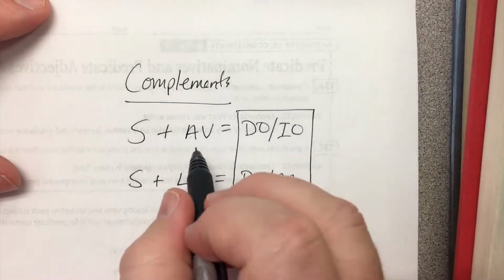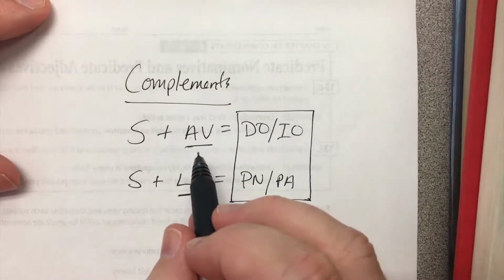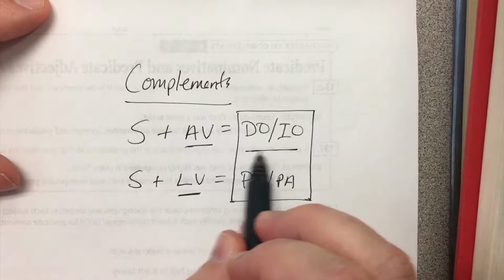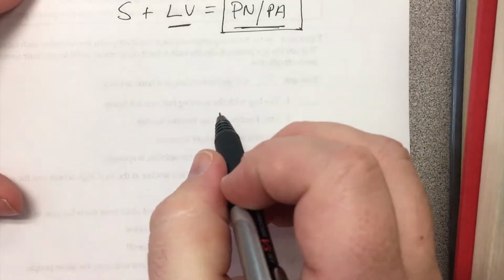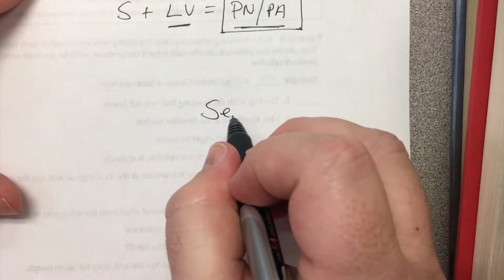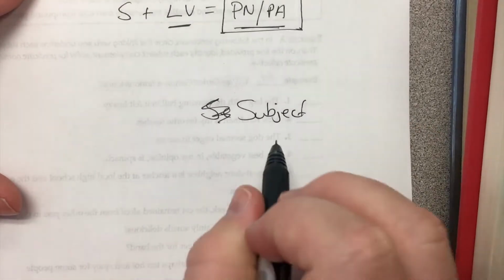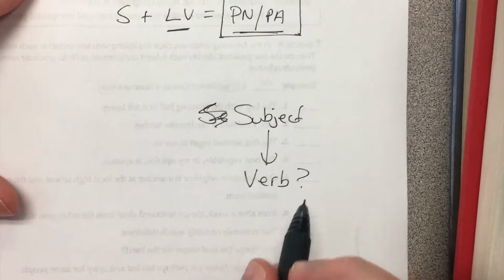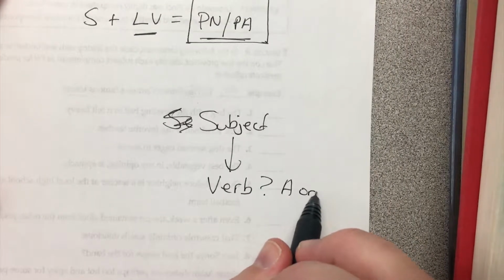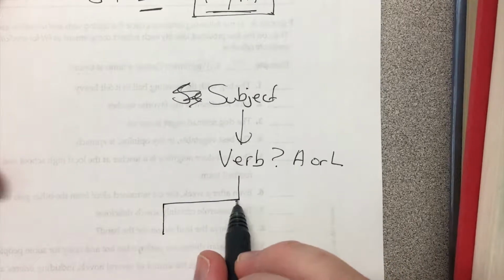Now, everything is all predicated on what kind of verb you have. If you have an action verb, then these are your only 2 options. If you have a linking verb, then these are your only 2 options. So another way of putting this in a flow would be in a sentence, you look at your subject. Once you find your subject, then you're going to find your verb, and you're going to ask yourself, is it action or is it linking? And so you divide it off.